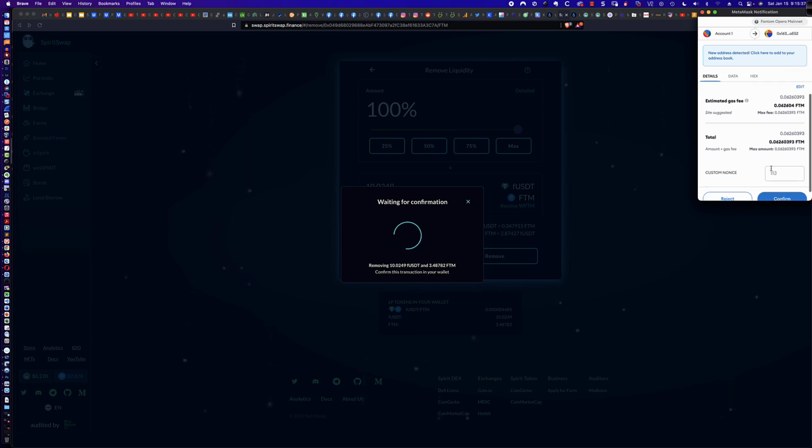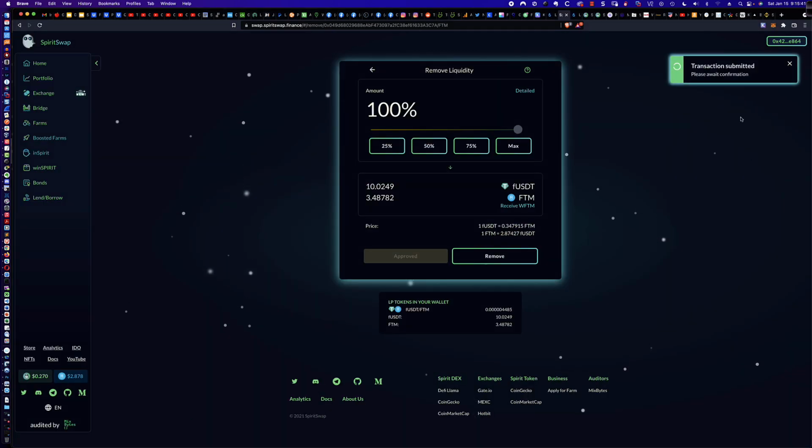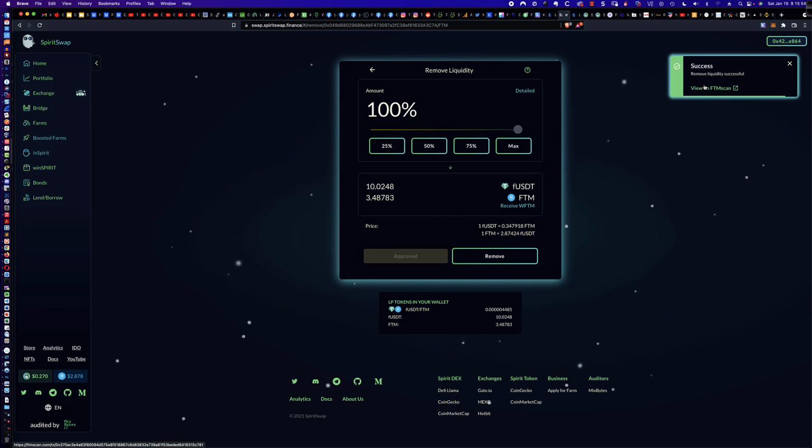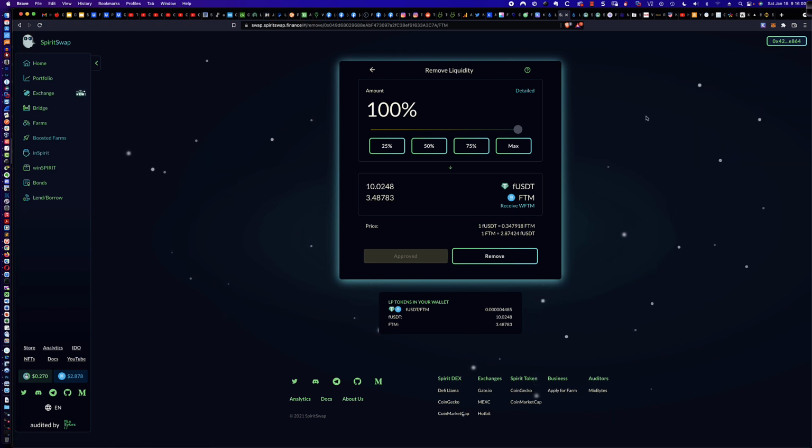Now you can see here, removing this, confirm this transaction in your wallet. So we're going to be paying 0.06 FTM. Transaction submitted, and it's actually pretty quick, and you should see that the transaction is successful, and you could always click on FTM scan. It'll give you an option down here to click on FTM scan to go look at the transaction if you wanted to, and you can see right here, view on FTM scan if that's what you're interested in doing.